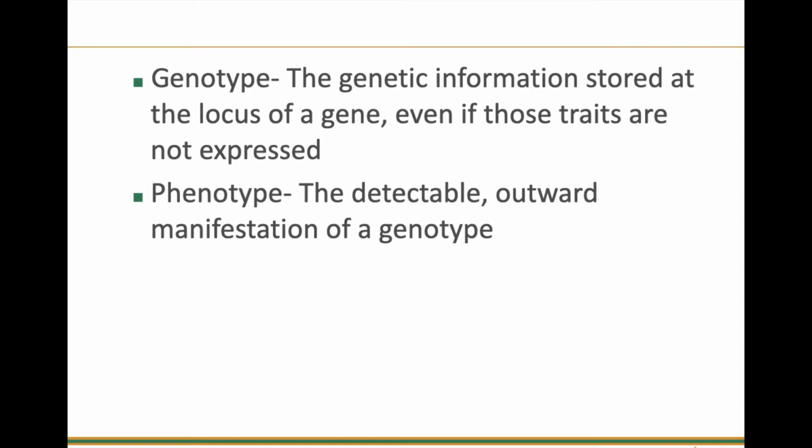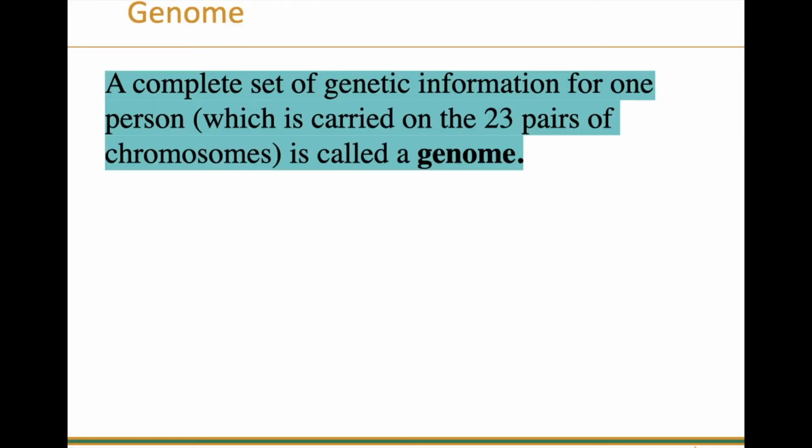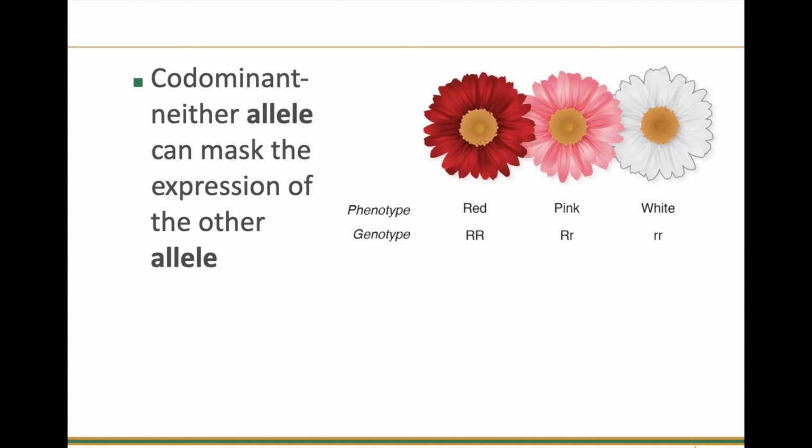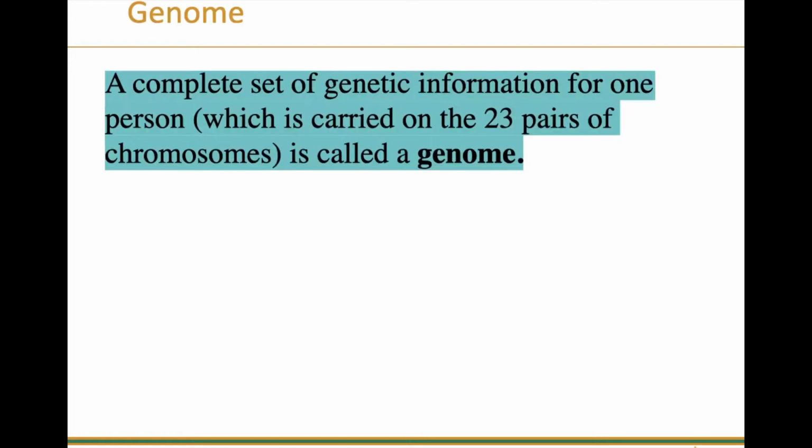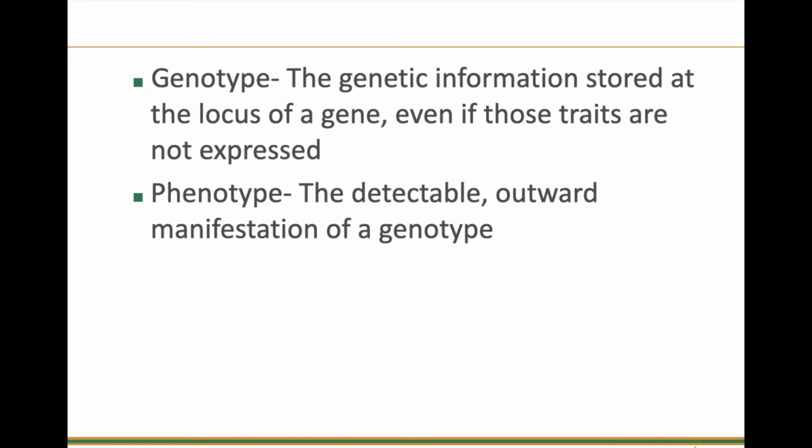All right, next we need to know what genotype and phenotype are. Genotype is the genetic information stored at the locus of a gene, even if those traits are not expressed. For example, the genotype here for red is capital R, and the phenotype is red. The phenotype is the detectable outward manifestation of a genotype. So the phenotype of the flowers is red. Phenotypes may be things like eye color or height or skin color, or really most things that you can think of that you can observe.